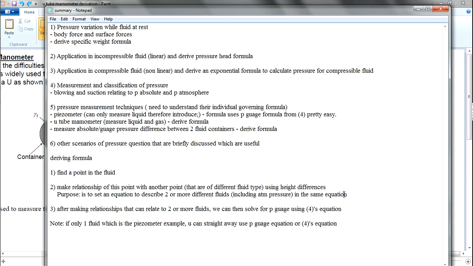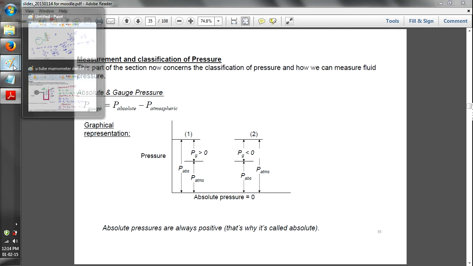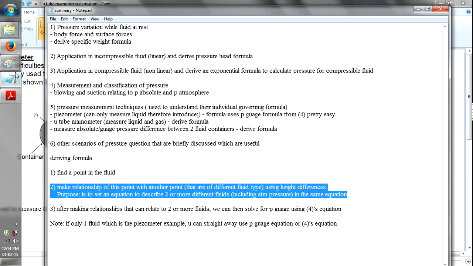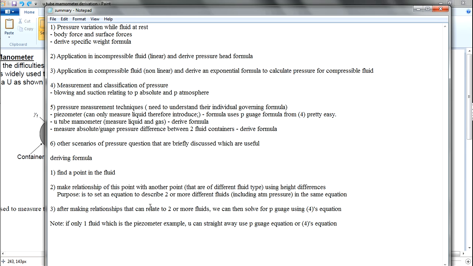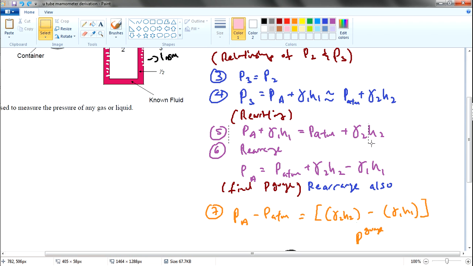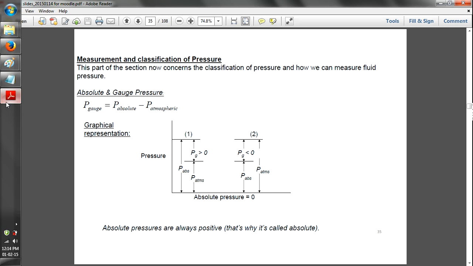So you have to really set up equations that define the changes. You have to make known the understanding between heights: same height, same pressure, or something like that. After making the relationships, you can relate two or more fluids into an equation, which is also what we have done, like this equation over here. Once you get this equation, you can rearrange it into this form, and then you can easily find your P gauge.